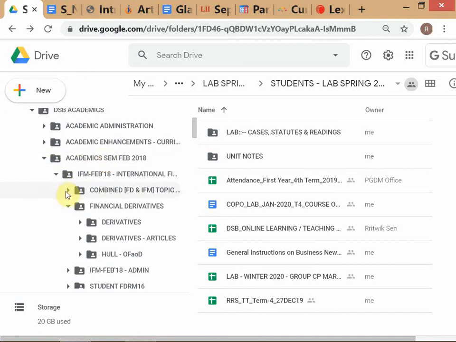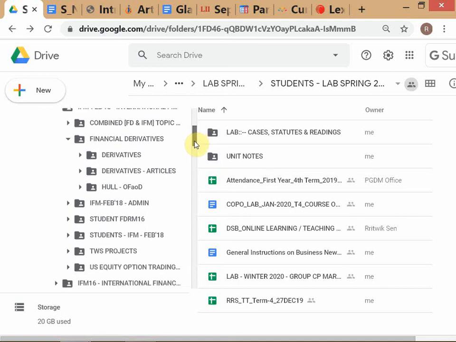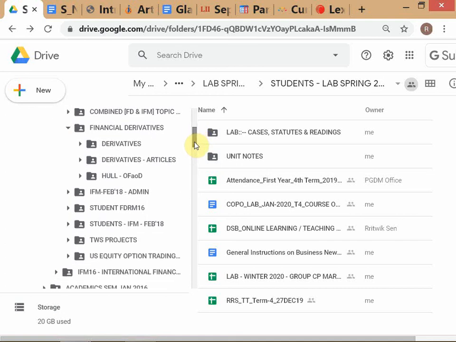Under academics, you can see academics for each semester. Then in this particular semester you can see there's a course. Then you can see under that there's a subtopic. Okay, then you can see student folder. I think you get the idea by now, right? Are you following what is being shown here? You can see this, how you organize information.